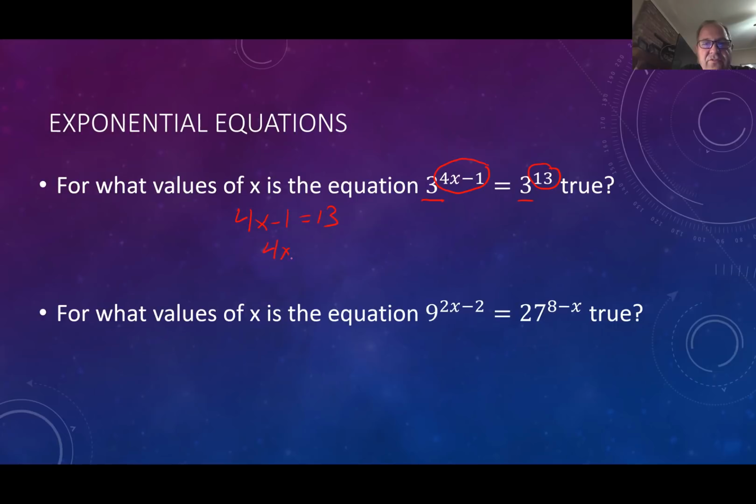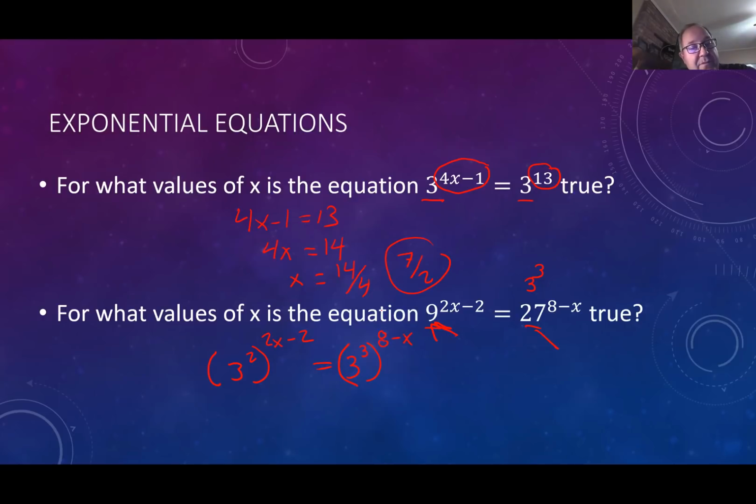So if we add 1 to both sides, we're going to get a 14. And then if we divide by 4, we get 14 over 4, which reduces to be 7/2. That's what x would have to be. Now, this one, on the other hand, is not as nice. These are not the same number. We need to rewrite those so they are the same number. Now, 9 and 27, they both seem to be powers of a 3. Like 3 squared is the same thing as 9. So I'm going to replace the 9 with 3 squared. And then 27, that's the same thing as 3 to the 3rd. So I'm going to change that 27 to be 3 to the 3rd.